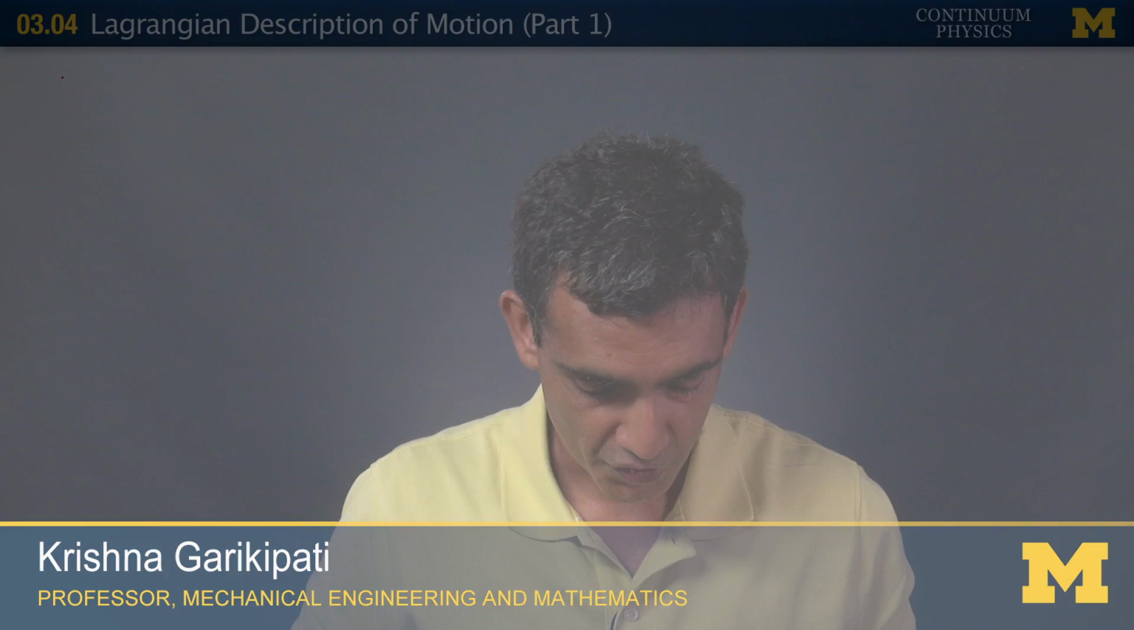We mentioned the fact that there are at least two different ways of looking at motion, the Lagrangian description and the Eulerian description. And the bulk of today's segment, in fact all of it, is going to be focused upon these two different descriptions of motion. Okay, so we'll start with the Lagrangian description of motion.